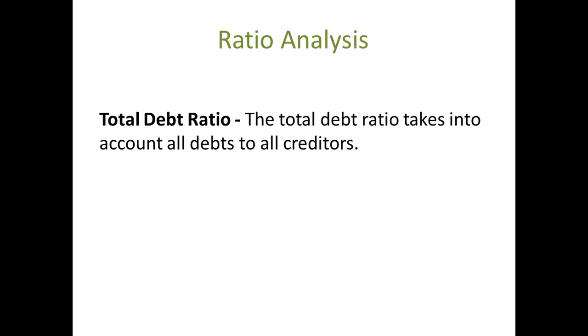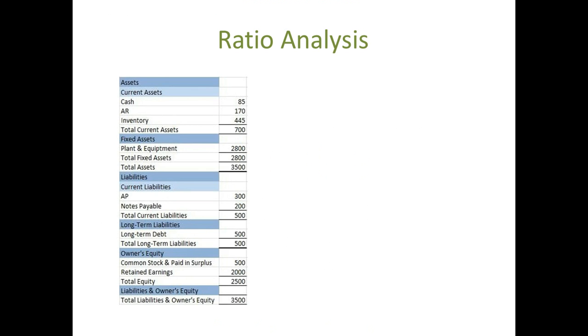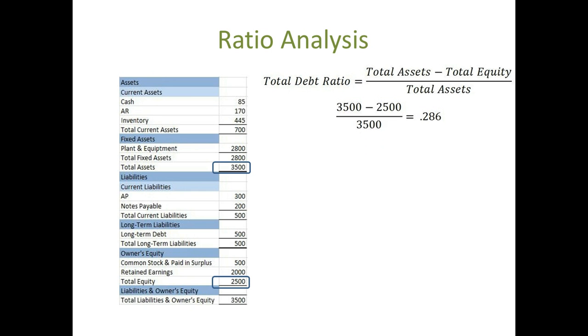The formula is total assets minus total equity over total assets. In our example, our company has $3.5 million in total assets and $2.5 million in total equity. We'll take the difference of total assets and total equity and divide it by total assets of $3.5 million to have a total debt ratio of 0.286.